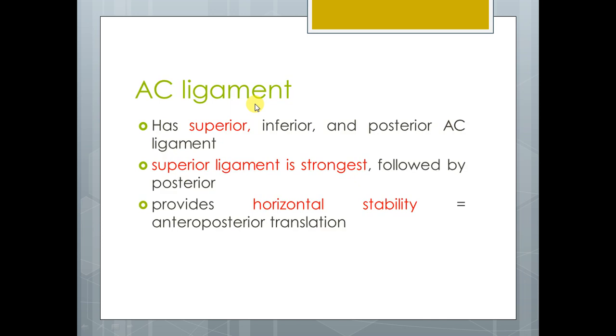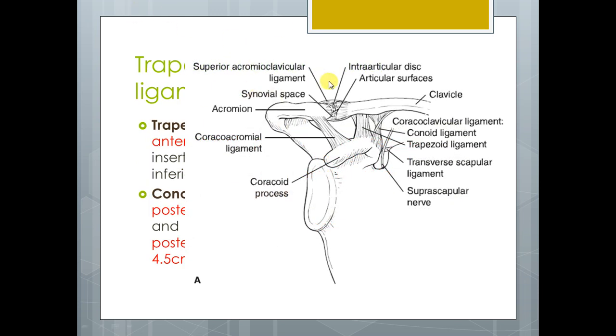Regarding the static fixation, the acromioclavicular ligament is 4 parts: superior, inferior, anterior, posterior. The superior is the strongest, followed by the posterior, because it is oriented transversely here. So transverse stability, AP stability, the AC ligament is responsible for it. This is the trapezoid part. This is the conoid part, oriented vertically, so it is responsible for vertical stability.